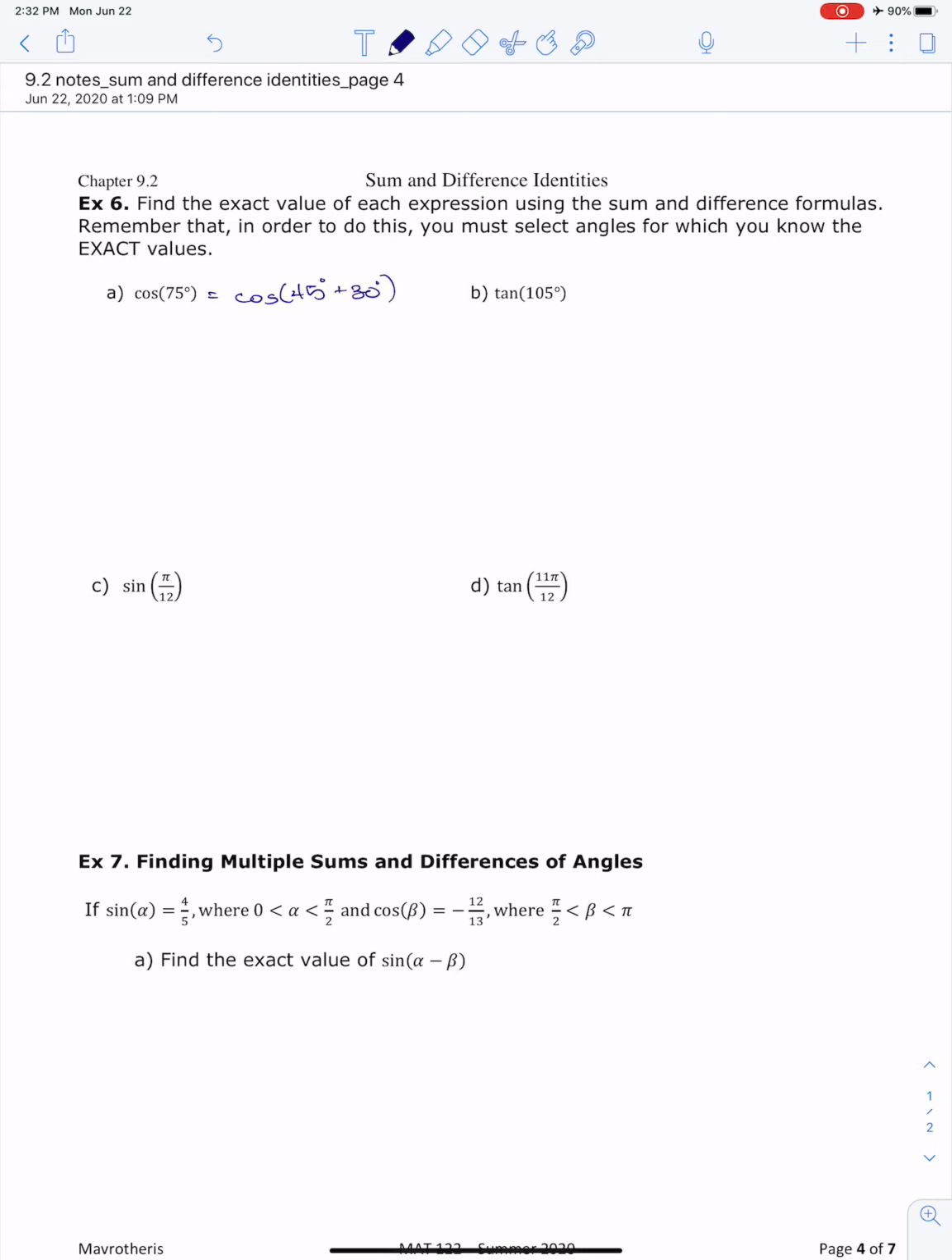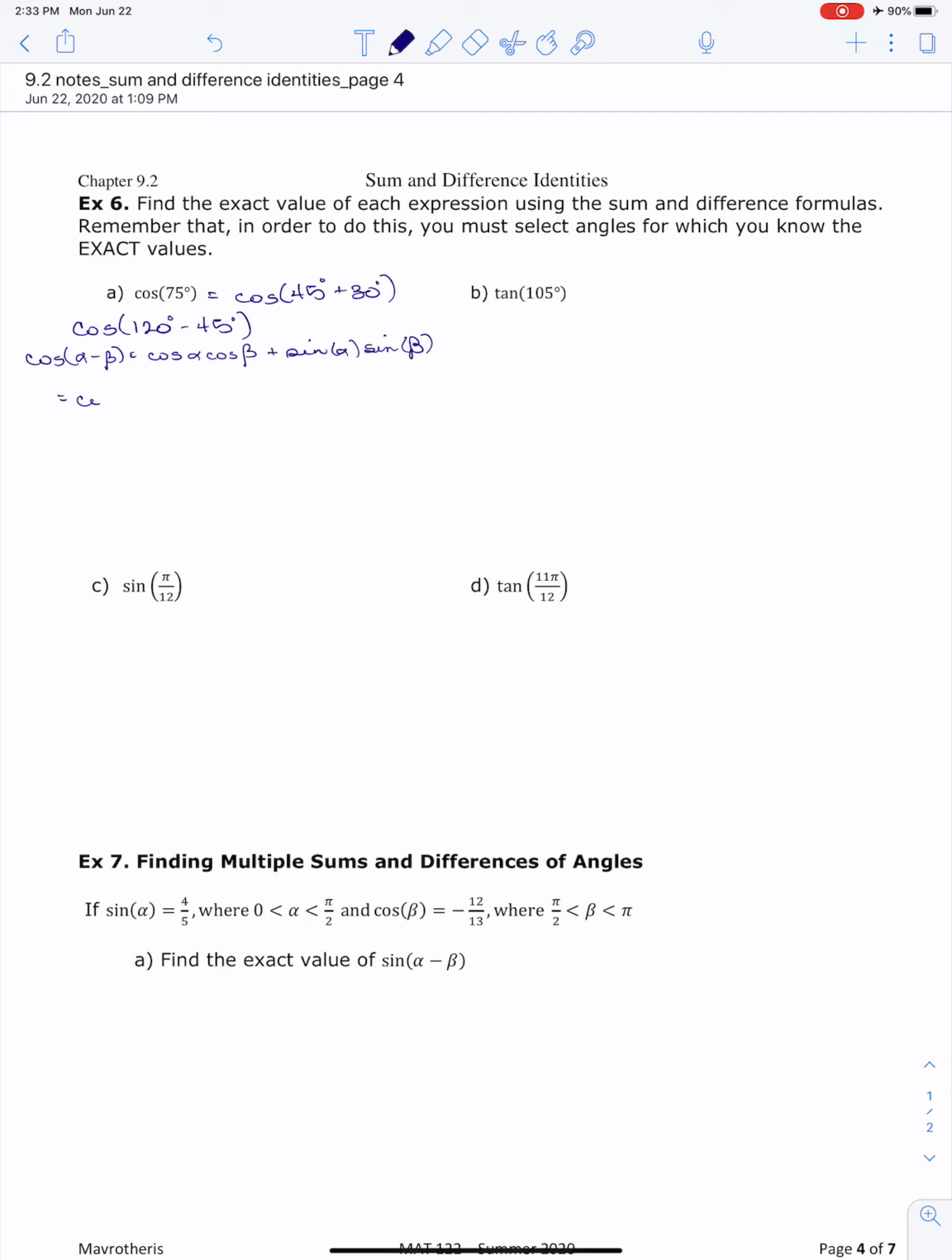The nice thing about these trig values is that there's always going to be multiple ways to get at what we want. So I'm going to look at this as the cosine of 120 minus 45 degrees. 120 degrees minus 45, because that is still 75 degrees. Okay, so now I have a cosine difference. And so I'm looking at this version, cosine alpha minus beta, which is going to be cosine alpha, cosine beta, plus sine alpha, sine beta.